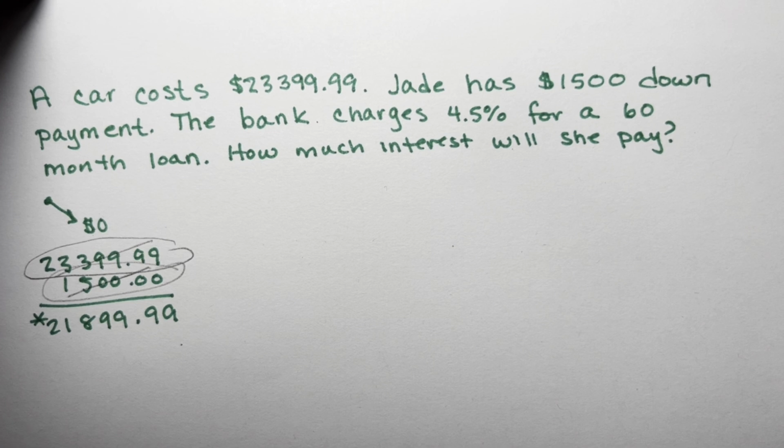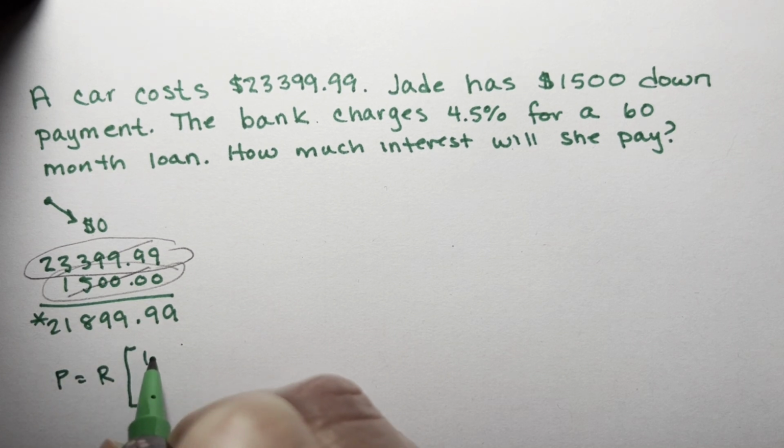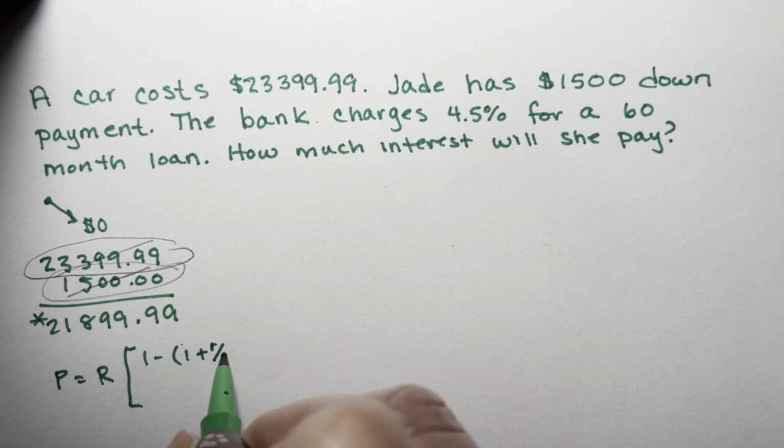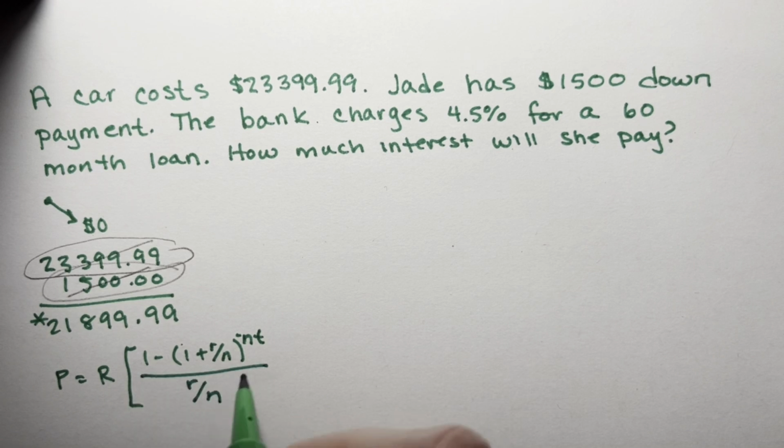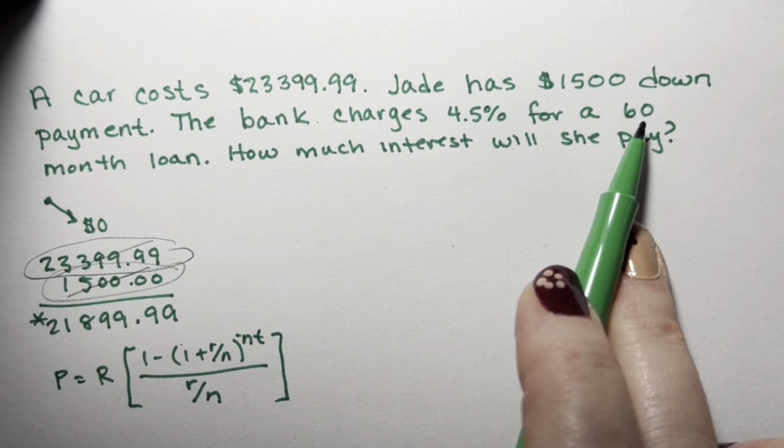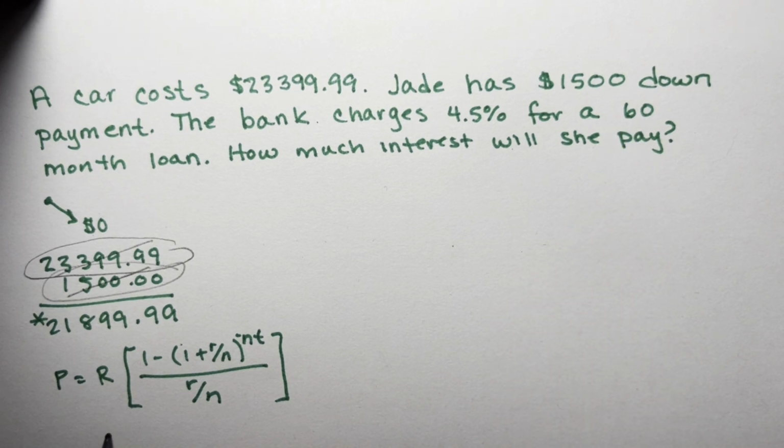When we're talking about knowing the money in the present and going down to zero, we use the present value of an annuity. So the present value of an annuity, P equals R times 1 minus (1 plus r over n) to the negative nt, over r over n. This is our formula, but I'm going to note 60 months means that nt equals 60.